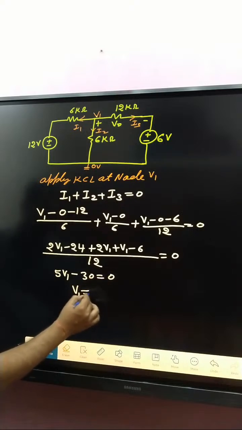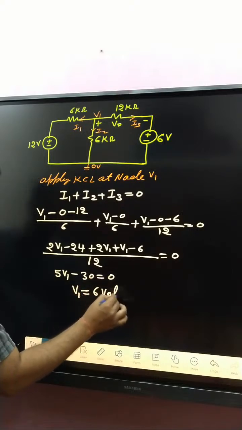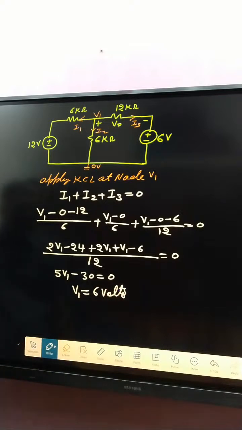So V1 is how much? 6 volt. So V1 is 6 volt. Clear or not? If anyone faced doubt, then tell me, sir, I faced doubt corresponding to that. Then I will explain again.